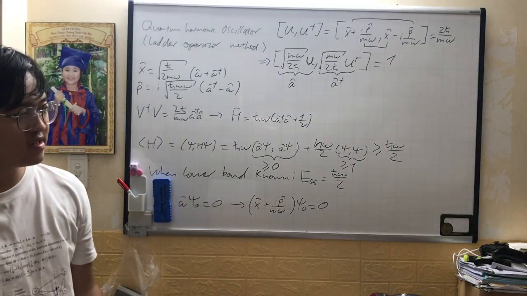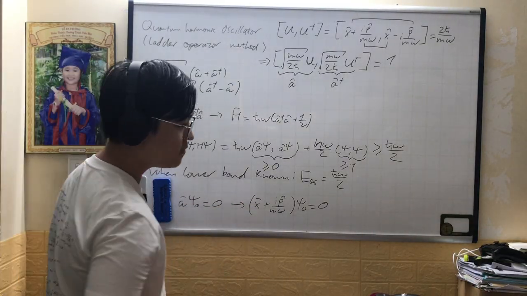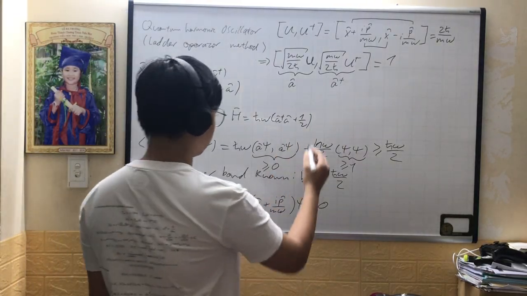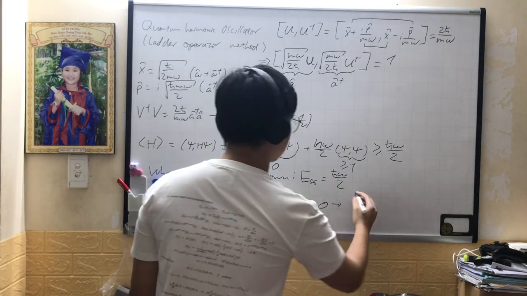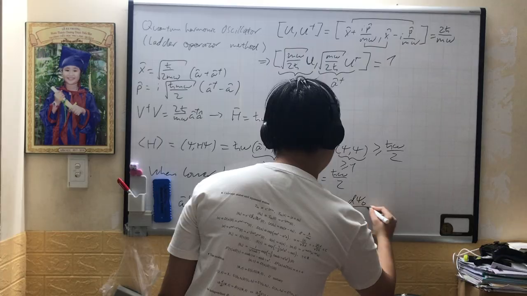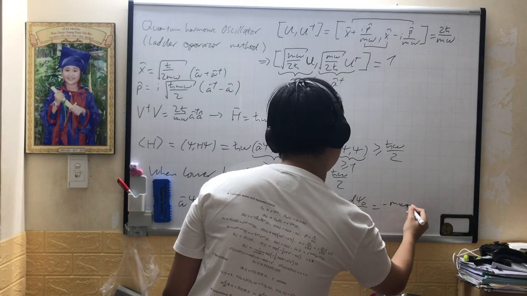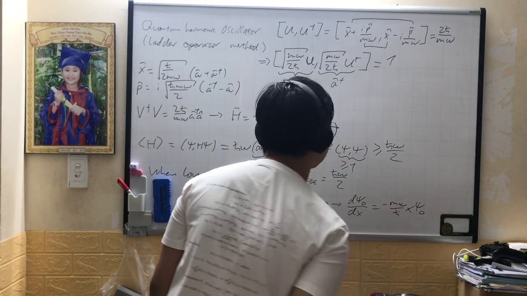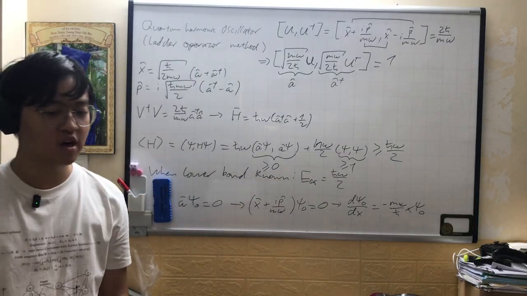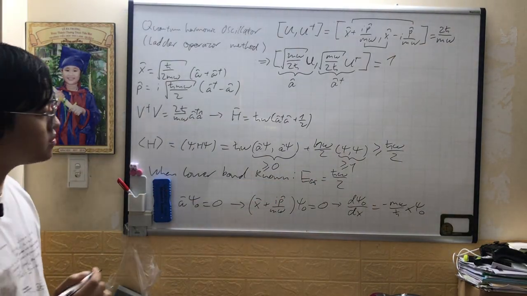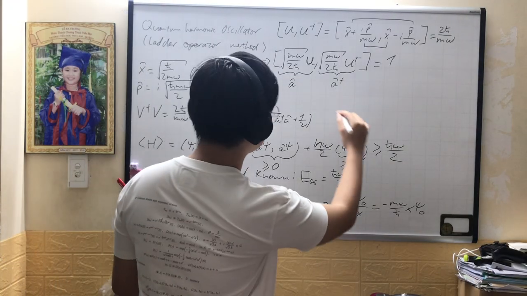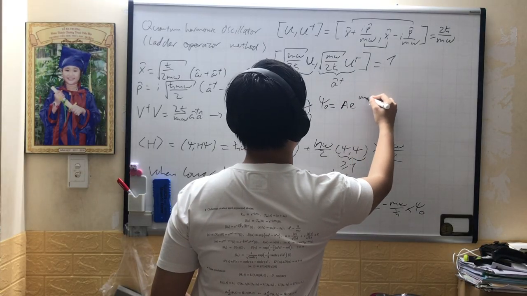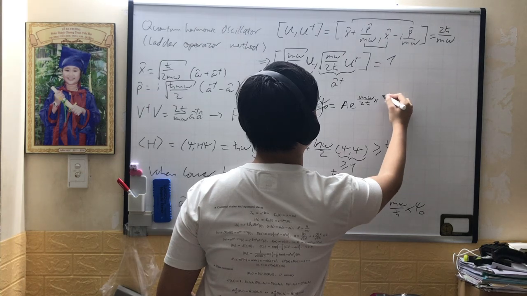So now you just isolate the derivative, and you do this by moving everything else on the other side. Is there an x? Yes. Okay, so that is what you got. Now you put this in the exponential form, and you would get e to the minus m omega over 2h bar x squared.